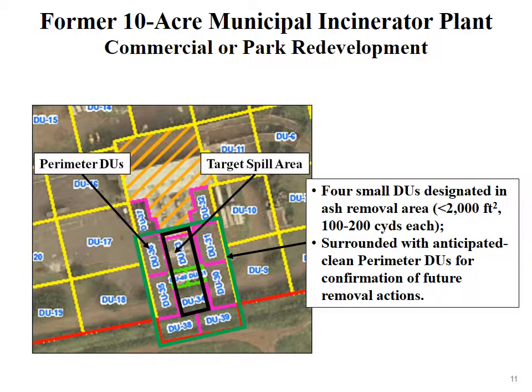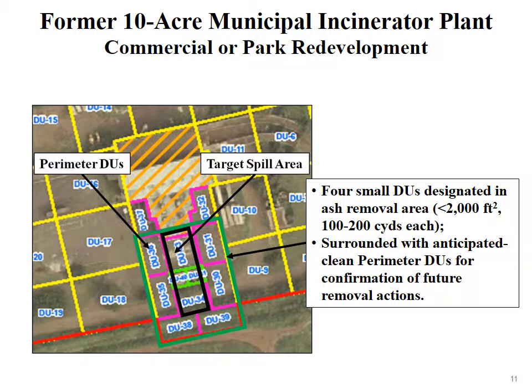Ash came out of the back of the incinerator and was put into trucks, we thought anyway at the time, in this small area outlined in black. So this is the target spill area, the source area behind the incinerator. Municipal ash tends to be contaminated with lead, several thousand ppm. That was the main contaminant of concern at this site.